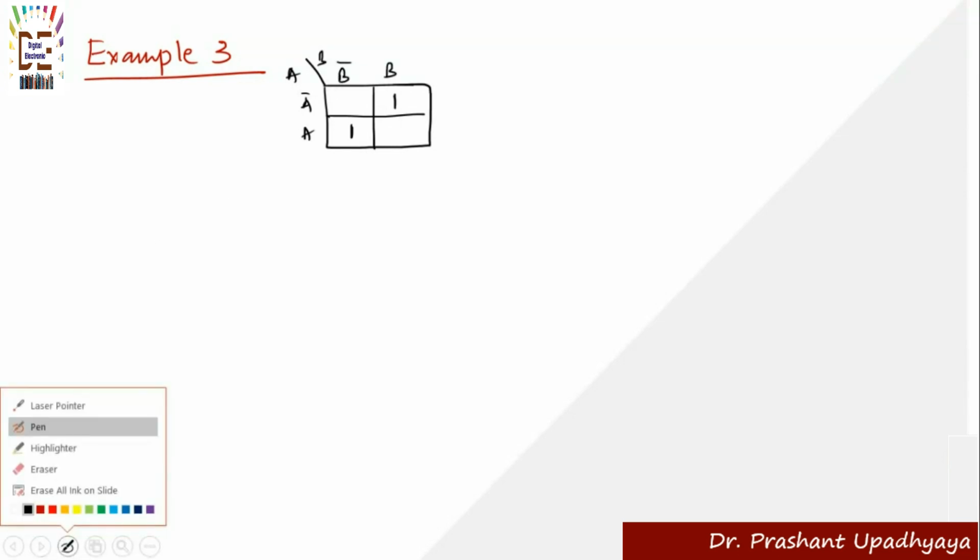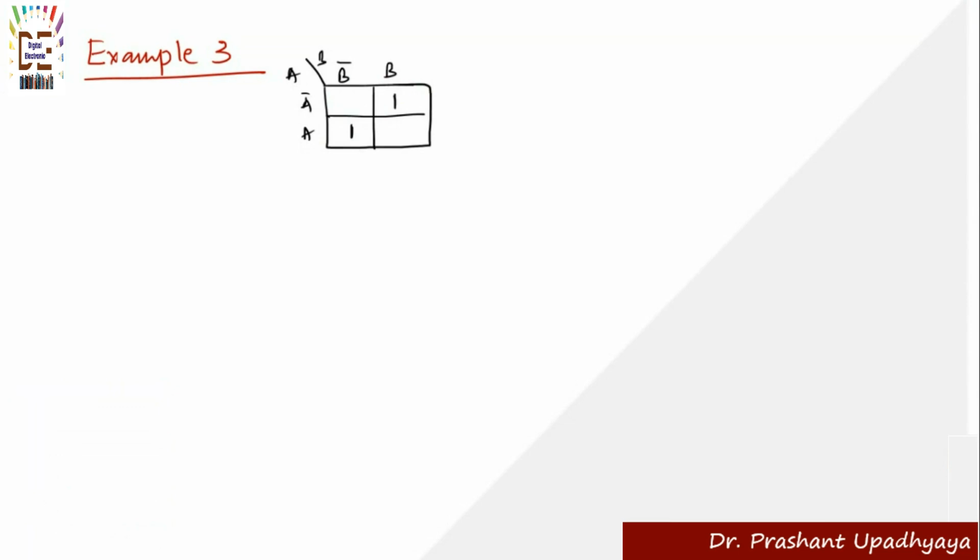Okay, so let's say I want to design a circuit, or I have a circuit like this. This is my A and B. Let's say 1, 1. A bar A, B bar B. So what will be the answer? Here, can we do the pairing? No, we cannot do the pairing. So we have to take individual terms.